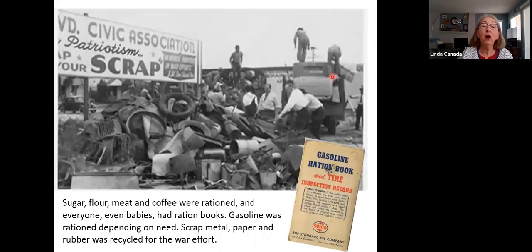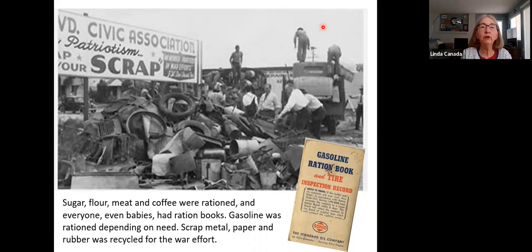Lots of things being done out in the community to help with the war effort. There was rationing. You can see a gas rationing book here. But also things that were required for daily living, sugar, flour, meat, coffee, all of those things were being sent overseas or put into products which were sent overseas to the military. And so the people on the home front were really working hard to try and maintain a normal lifestyle.